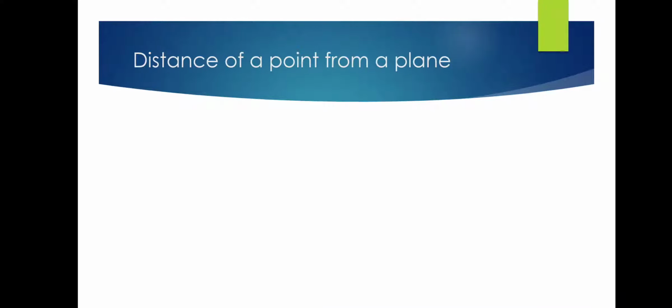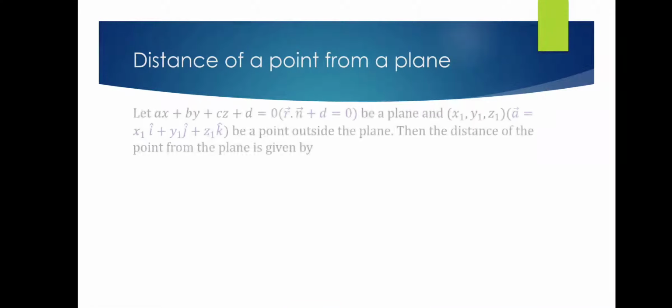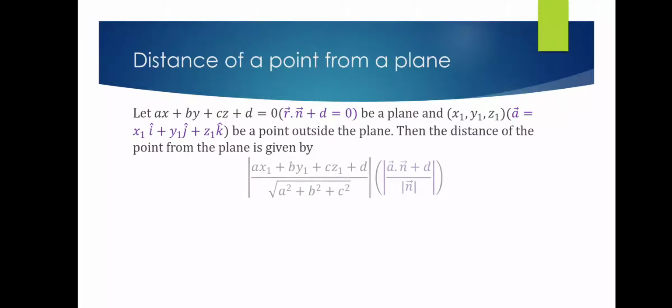Next, distance of a point from a plane. Basically the same idea as in the case of your straight line in 2 dimensions. If x1, y1, z1 is a point outside the plane, and ax plus by plus cz plus d equals 0 is the plane, then the distance from that point to the plane is given by ax1 plus by1 plus cz1 plus d, divided by root over a square plus b square plus c square. The same thing is given in vector form as well.